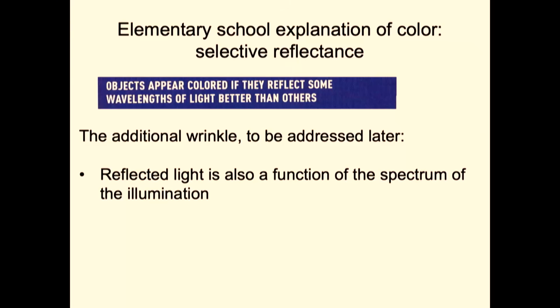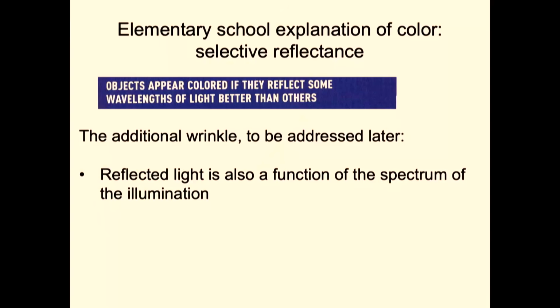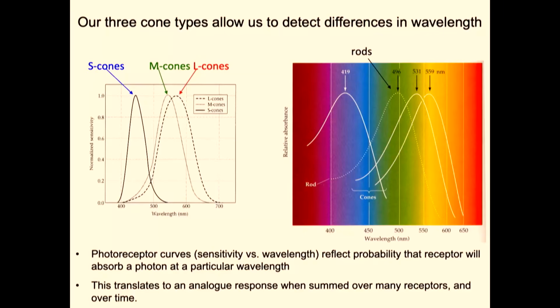The additional wrinkle, which we will address a little bit later, is that as in the case of lightness perception, reflected light is not just a function of the reflectance properties of an object, it's also a function of the spectrum of the illumination. So it's the same kind of problem that we talked about in lightness perception, only now we've got lots of different wavelengths to worry about. But it all starts with the fact that there are these different wavelengths of light.